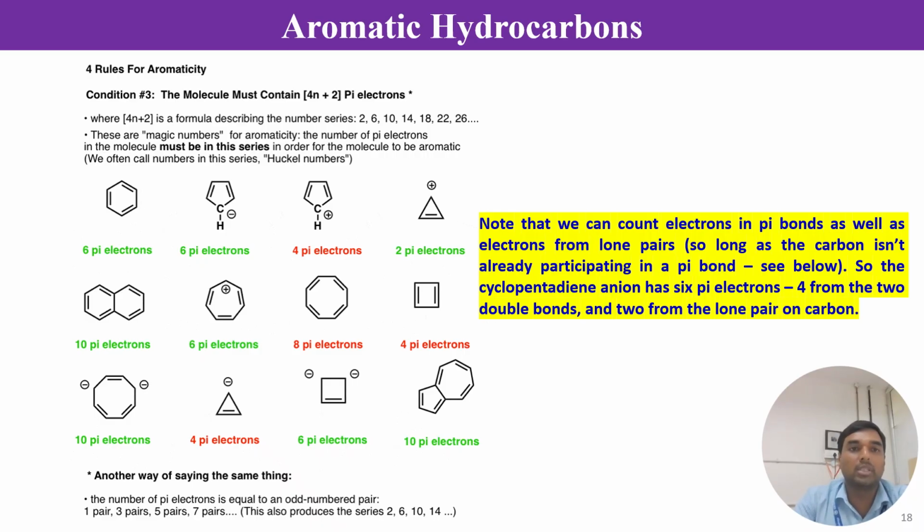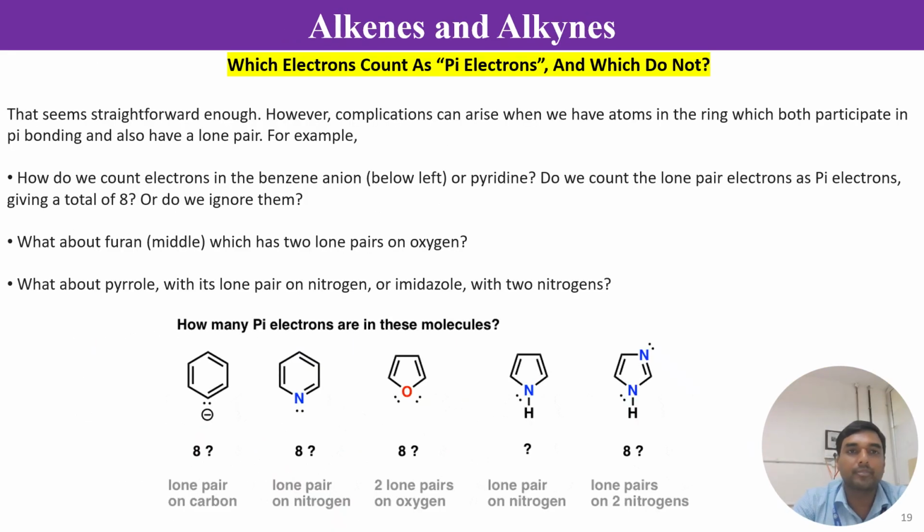Now the last rule is that it should have a 4n plus 2 pi electron system. Benzene has a 6 pi electron system, this is also 6 pi. This is a 4 pi electron system. This is a 2 pi electron system. So it has to follow 4n plus 2 pi electrons, where n can be 0, 1 or 2. You can see this has a 10 pi electron system, this has 6 pi, this has 10 pi electron system. So that shows that all three characteristics have to be followed for a compound to be called aromatic.